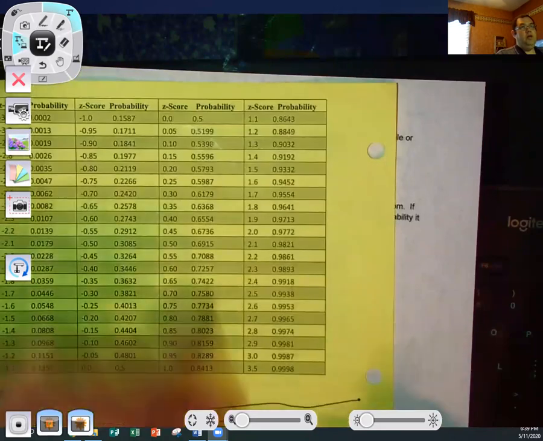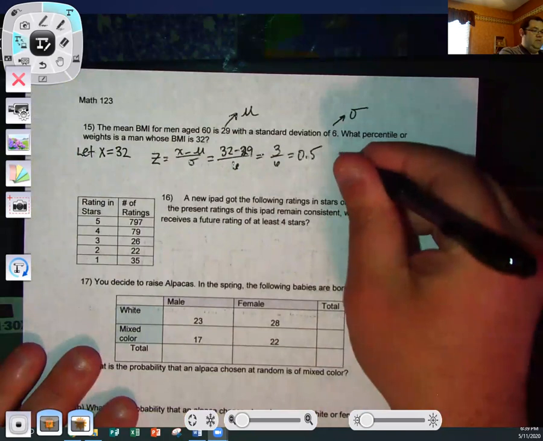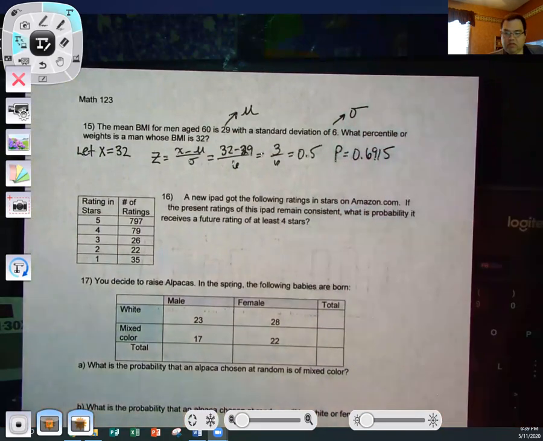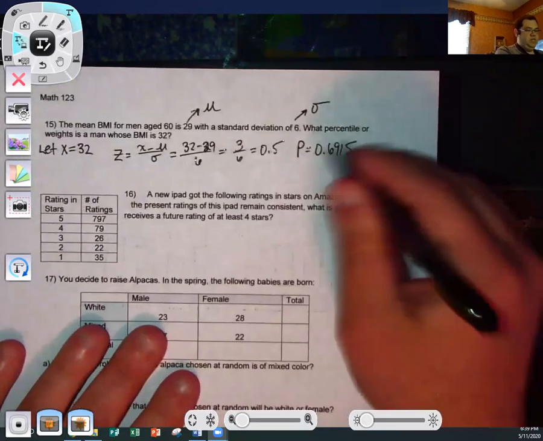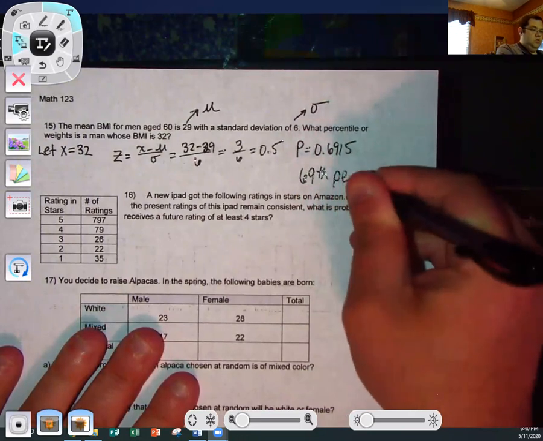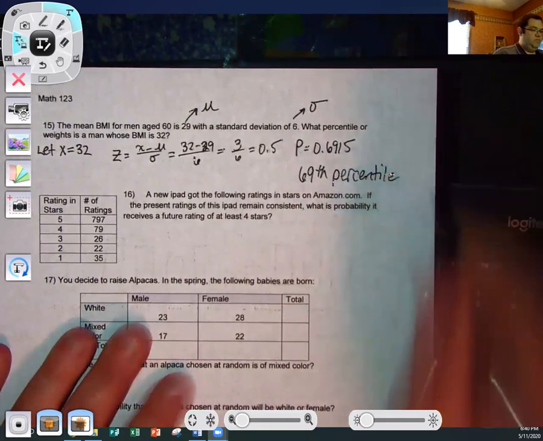So when I look up 0.5 on my chart, it ends up being 0.6915. So the probability is 0.6915. So again, the question always is do we round down? Do we round up? Well, in this case, we would look at this as 69th percentile. So this gentleman is in the 69th percentile for BMI.